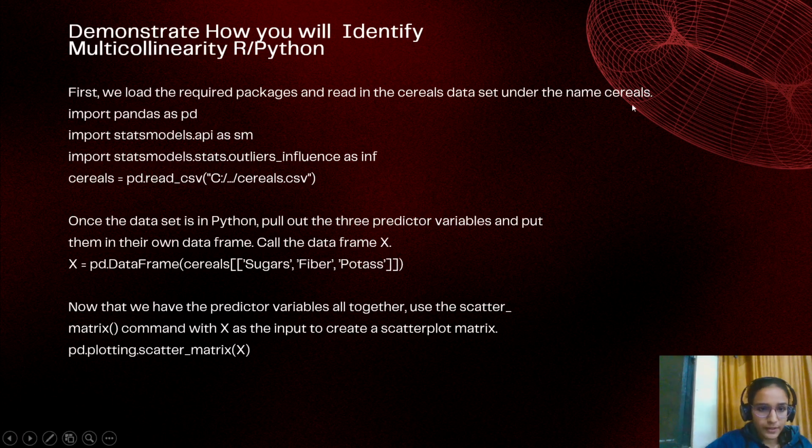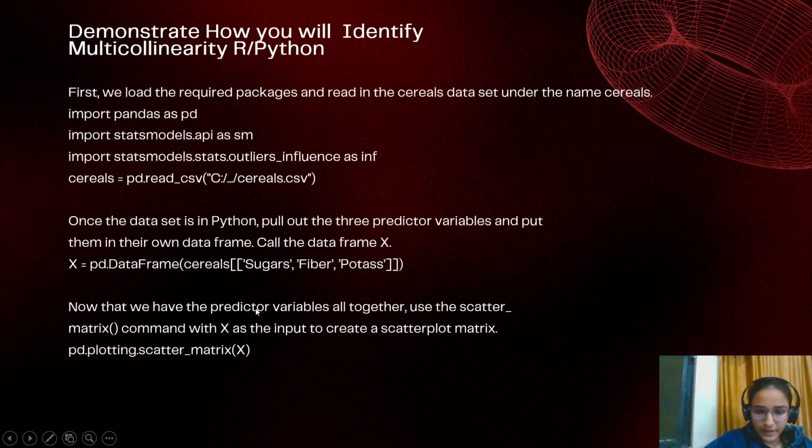So let's see how we will be identifying multicollinearity. We will be importing these packages: pandas, statsmodels.api, statsmodels.stats.outliers_influence, and we will be using the cereals dataset. Once we have imported the modules, we will be pulling three predictor variables and putting them in their own data frame called X. This is what we have done.